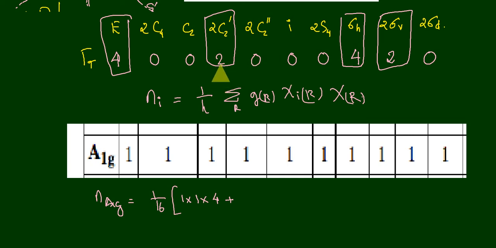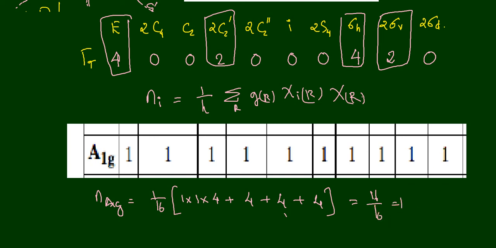So let me go directly to C2 dash. In the case of C2 dash, 2 into 1 into 4, that is equal to 8, plus. Then I go directly to sigma h: 1 into 1 into 4, that is equal to 4, plus. Then 2, that is gr, 2 into 1 into 2, that is equal to 4. That gives 4 plus 4 plus 4 plus 4 by 16, that is 16 by 16, equal to 1.